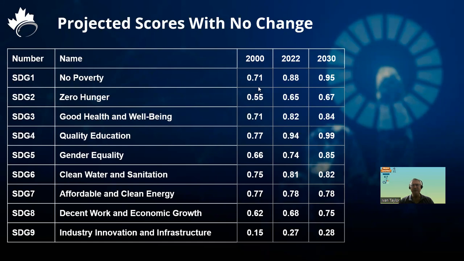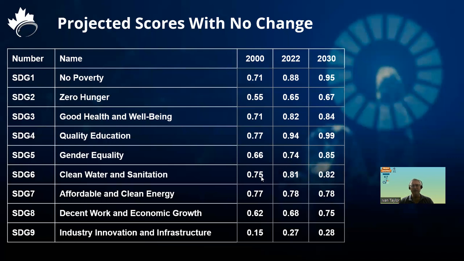So we can see here that no poverty, the SDG 1, has improved greatly in the last few years and is expected to improve quite a bit in the future. SDG 2, zero hunger, is expected to improve a little bit. Health and well-being is expected to improve to quite a high level. Quality education is expected to improve to a very high level. Gender equality was low in the beginning, but is improving and will continue to improve.